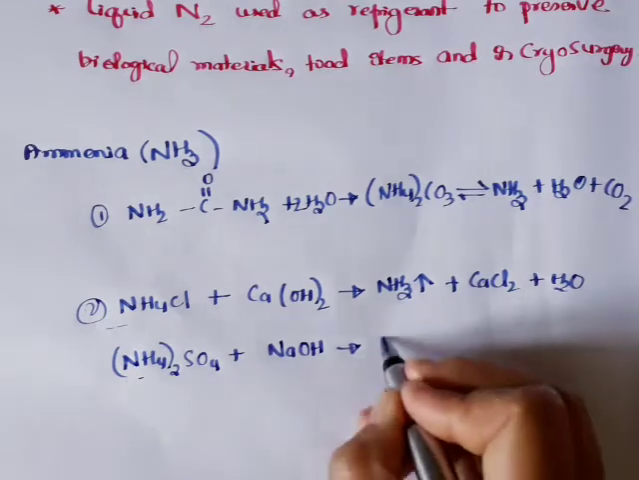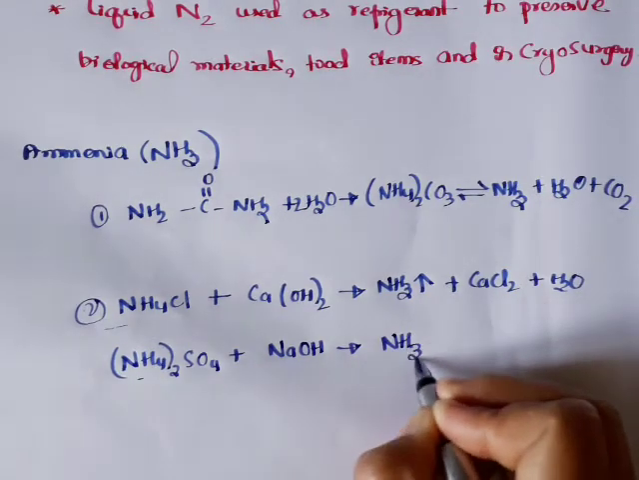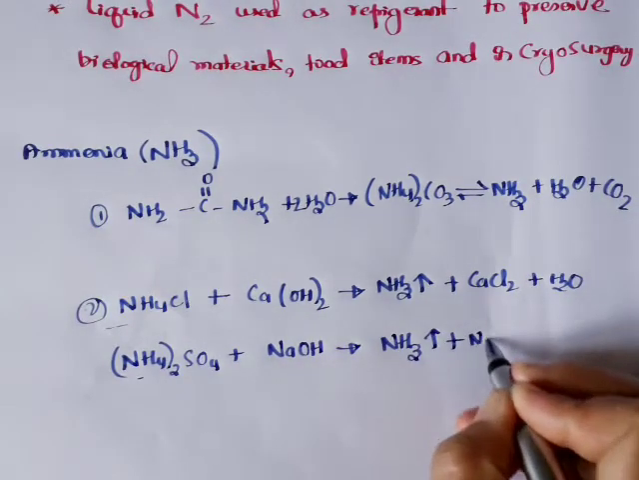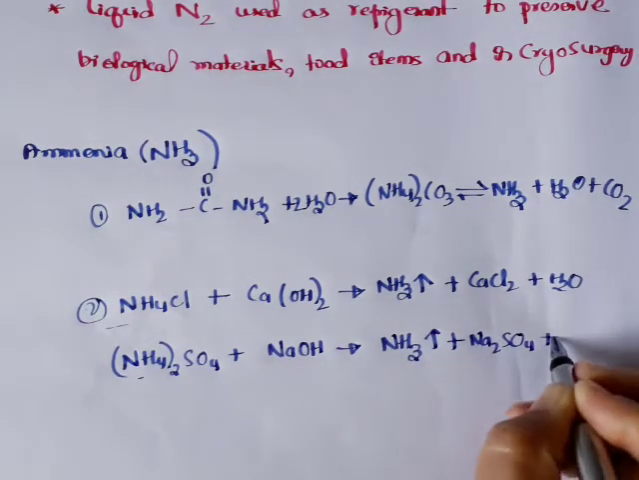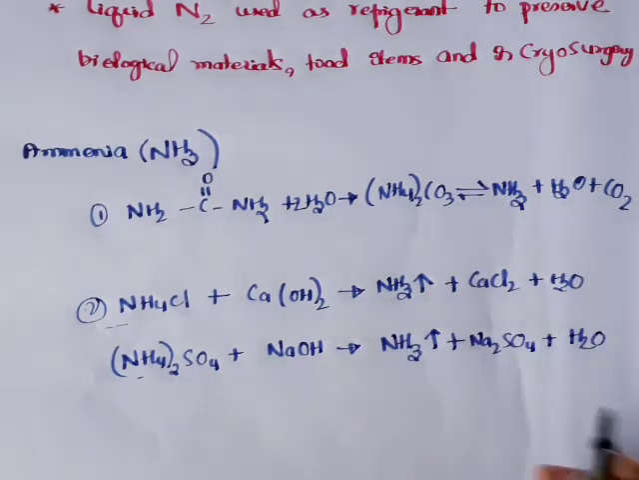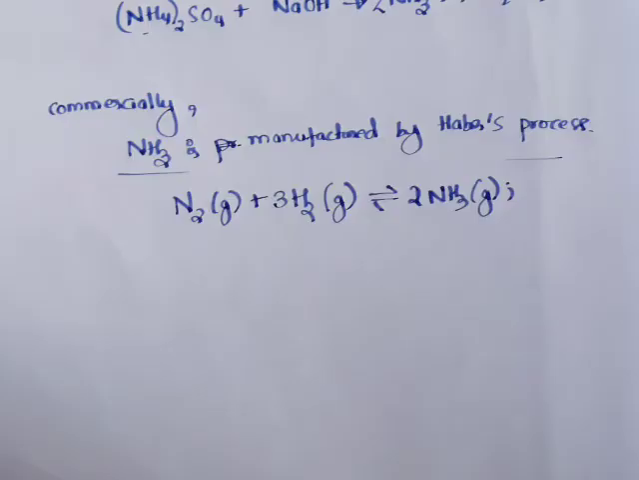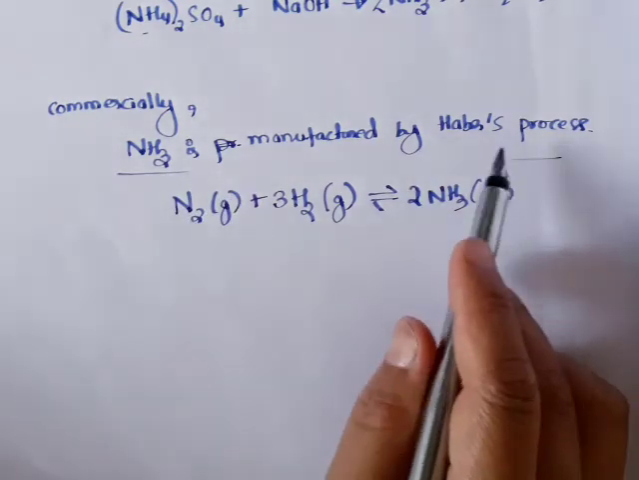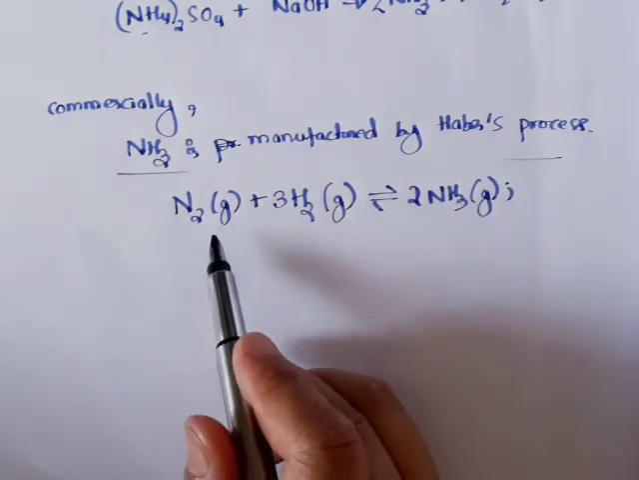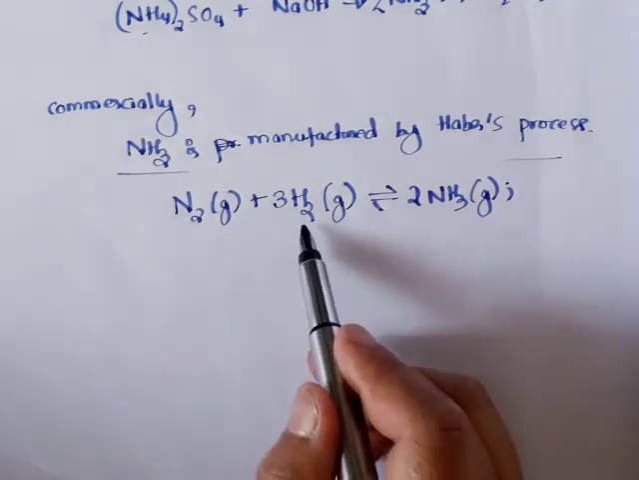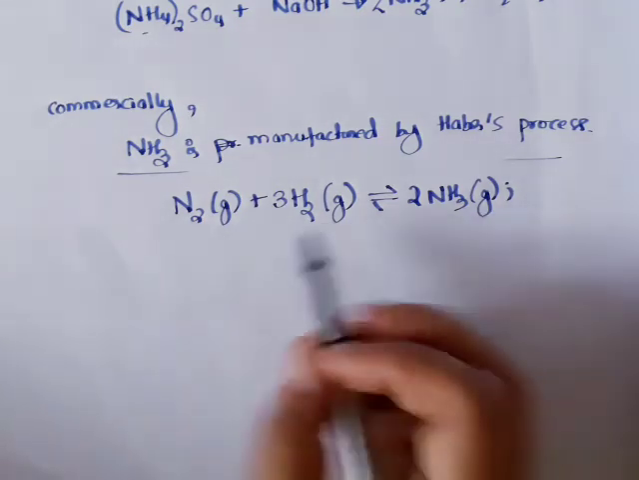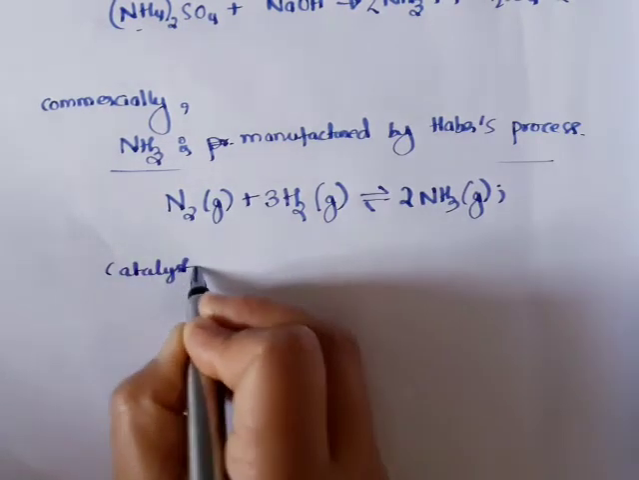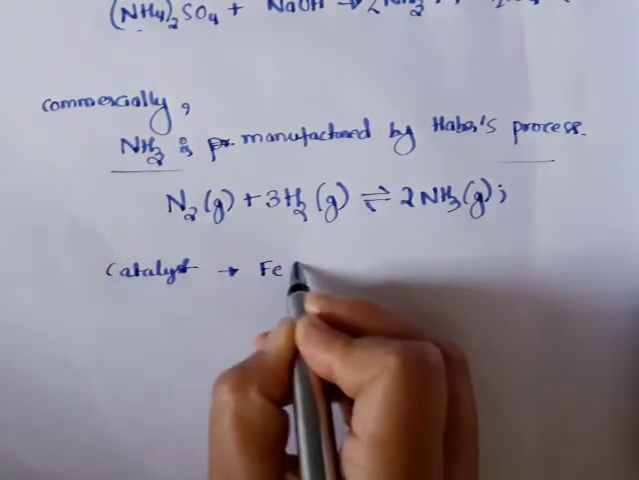So ammonium ion will decompose to give ammonia, and sodium and sulfate will give the salt sodium sulfate, and it forms water molecule. Now commercially, ammonia is prepared by Haber's process. The step involved is nitrogen combining with hydrogen to give ammonia, in the presence of a catalyst, which is very important, iron, in solid state.